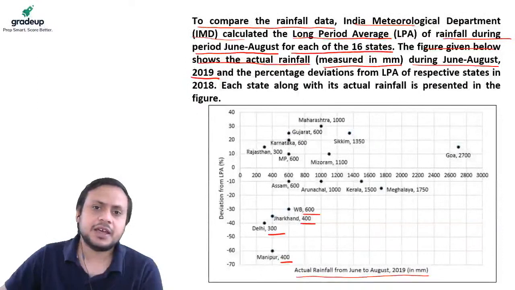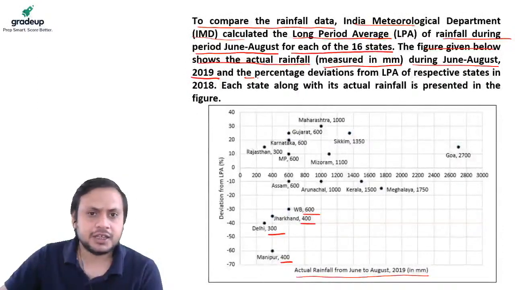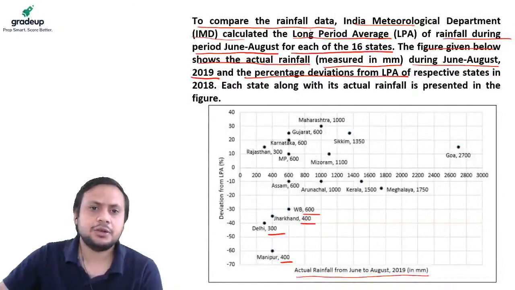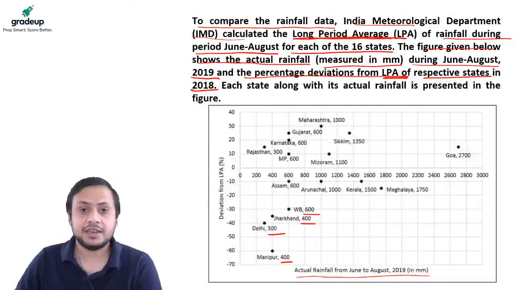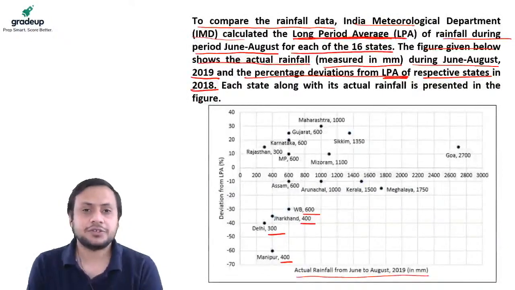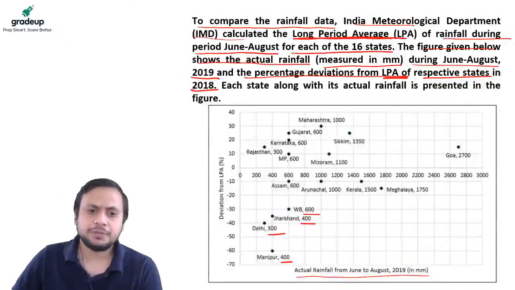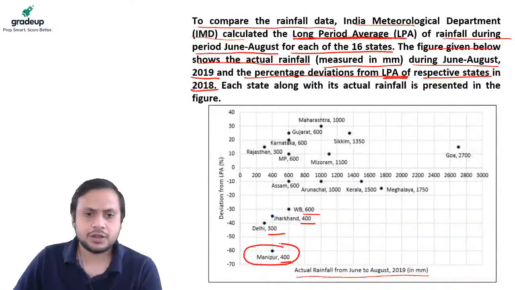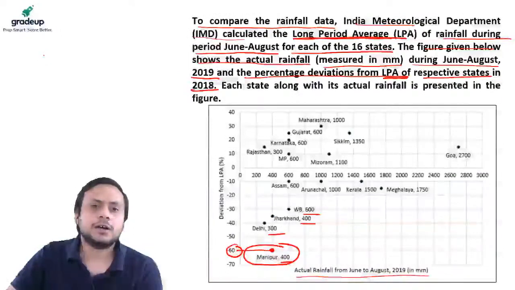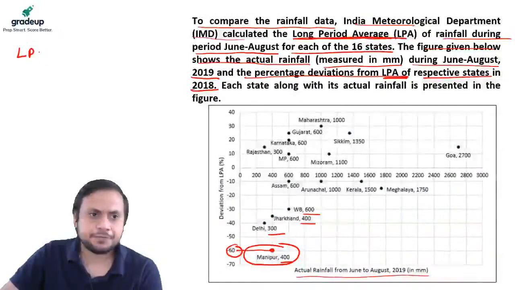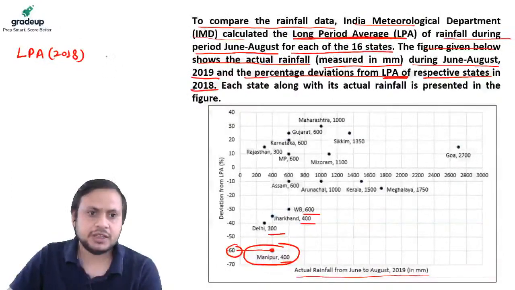Plus, they are also giving us the percentage deviation from LPA. LPA is long period average. So, percentage deviation from LPA of respective states in 2018 is also given regarding this value. For example, if we talk about Manipur, the point is here and the corresponding deviation is minus 60. So this is the percentage deviation from the LPA of 2018.